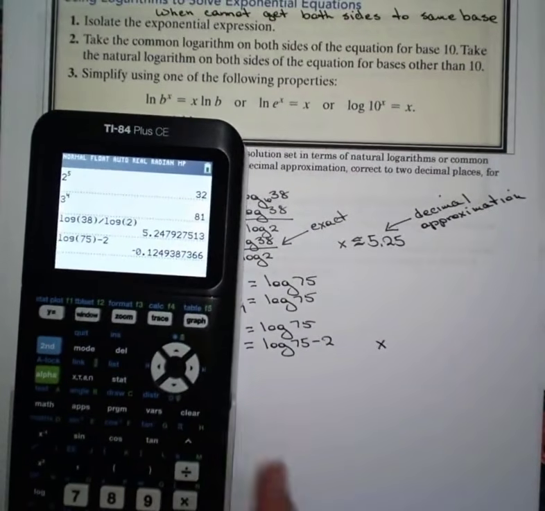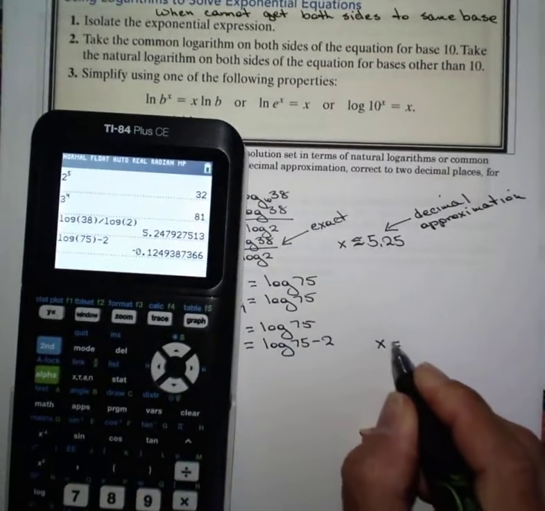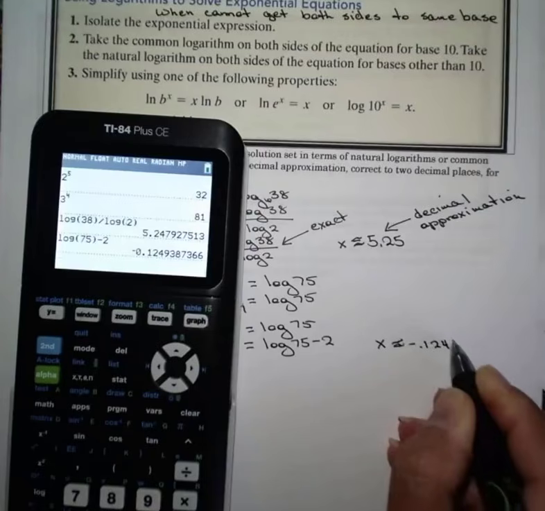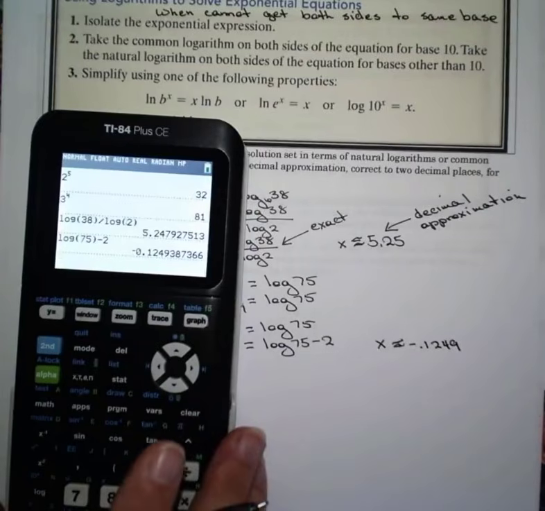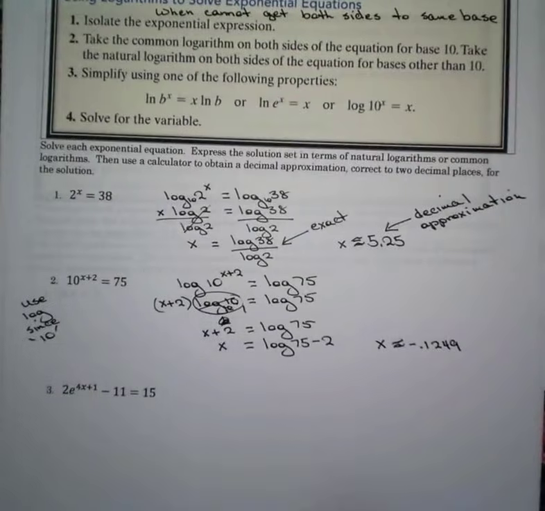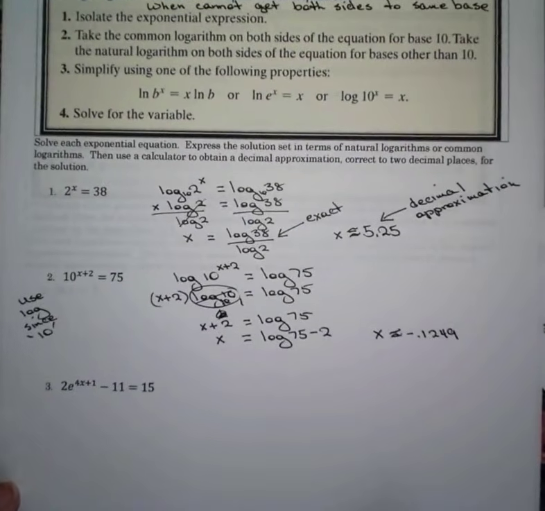And that would be my approximate answer here. Approximately negative 0.1249, going to 4 significant digits. Most of the time you're going to be asked for this format, okay? Let's do one more here on this page.